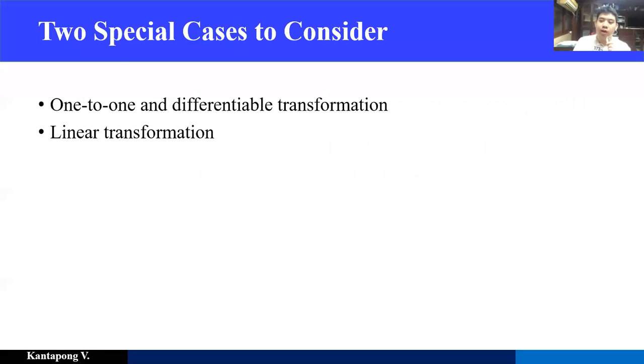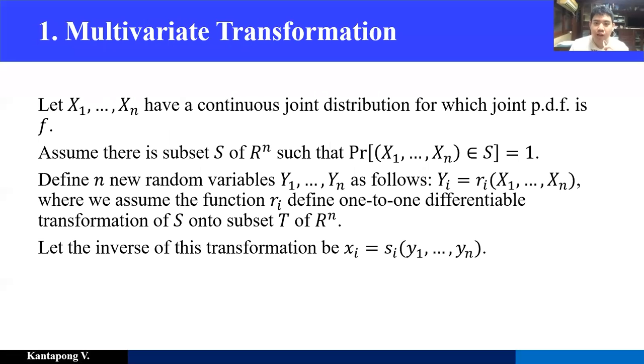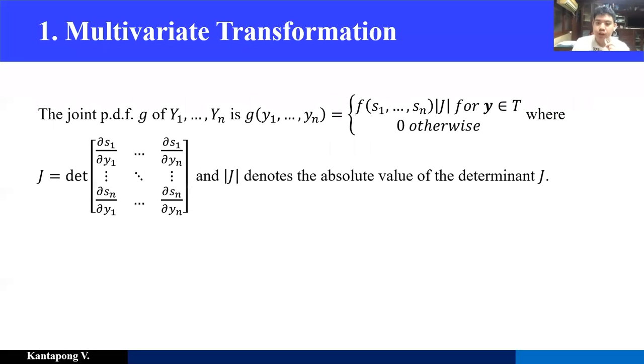Okay. So let's look at 2 special cases that are interesting and often used rather than the intuitive or naive one. The first case is one-to-one and differentiable. That is, we have the inverse and it is differentiable. The concept is the same. F of x1 up to xn, except this one.